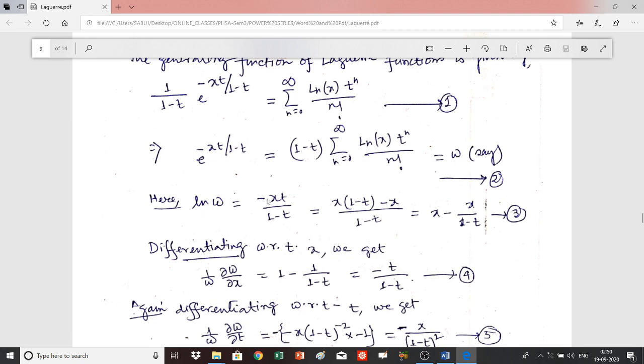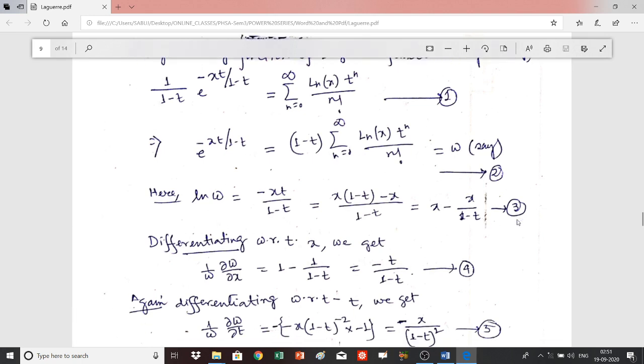So log omega will be minus xt by 1 minus t, and this can be simplified as this, and finally we get x minus 1 by 1 minus t. Nothing very difficult or absurd in the calculation here. So the log omega is equal to x minus x by 1 minus t. This is equation number 3.